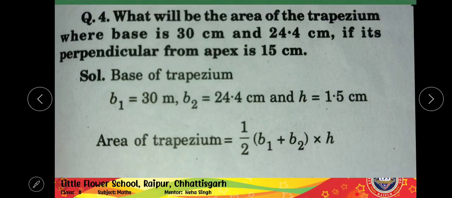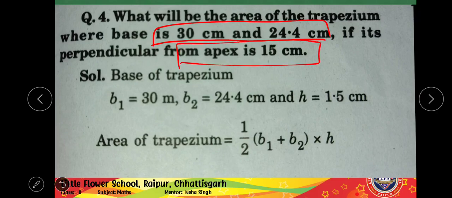Now next, what will be the area of trapezium where base is 20 centimeter, these are the two parallel sides, right? And perpendicular, that is height. Same formula, same method, all the things here are in centimeter, so we need not convert, right? B1 is given 30, B2 is given 24.4, height is 1.5.